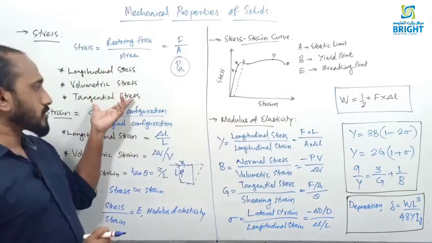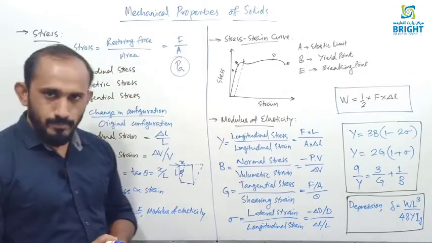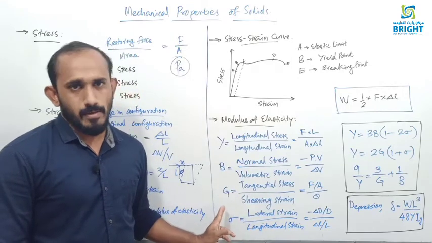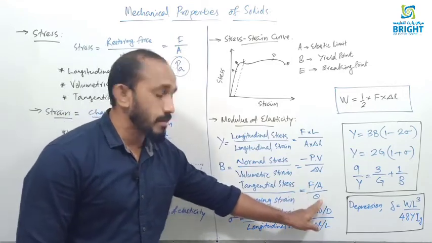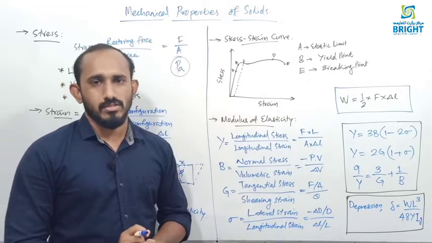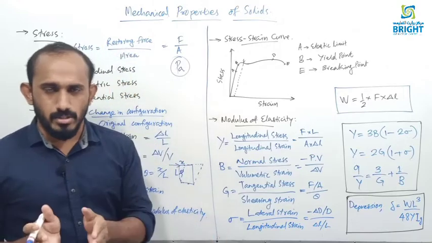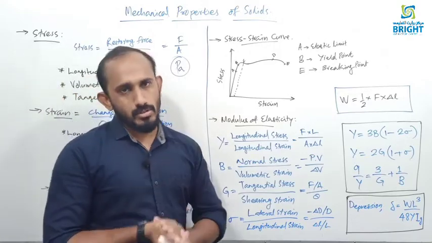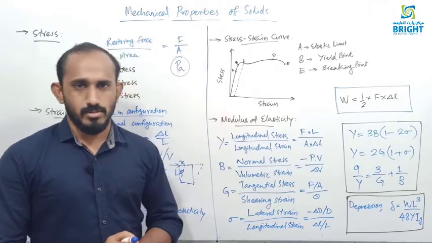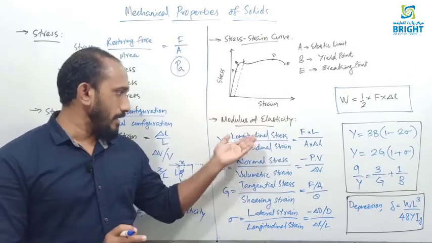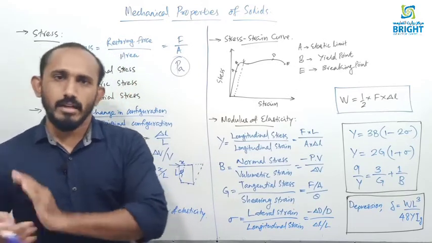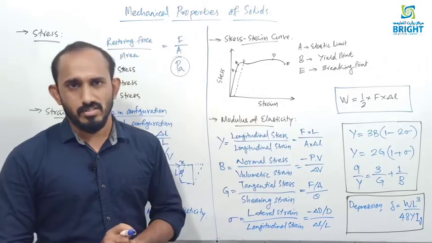Then we have tangential stress and shear strain. These 2 ratios will give you the rigidity modulus G. That's F by A by theta, or F by A theta. These 3 modulus of elasticities we have. Different states of matter, solid, gas and liquid, have different ranges of these modulus of elasticities. For solids, we have Young's modulus. Then gases and liquids have corresponding modulus of elasticities.